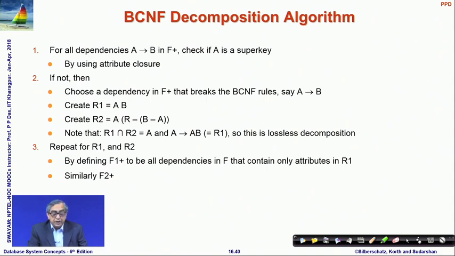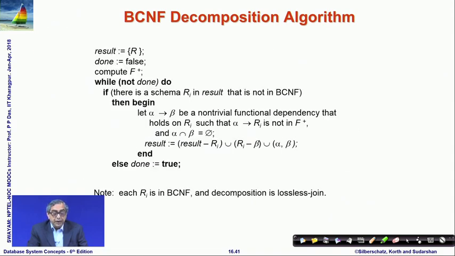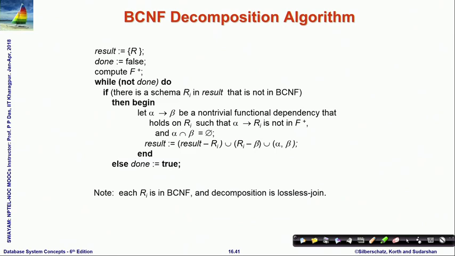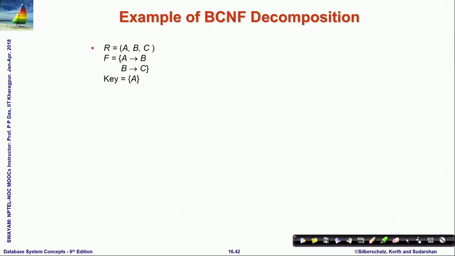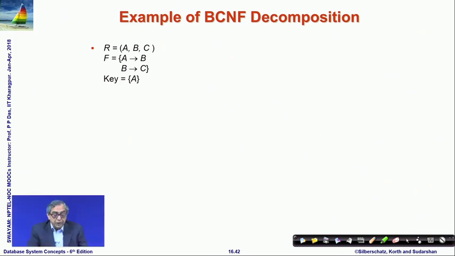So, naturally the lossless join is guaranteed, and you keep on doing that for the resultant relations that you have got, keep on decomposing them till you finally have no more violating dependency, and you will have a decomposition into BCNF. Here is the formal algorithm again for you to go by steps if you are interested. Otherwise, you know how to do this.